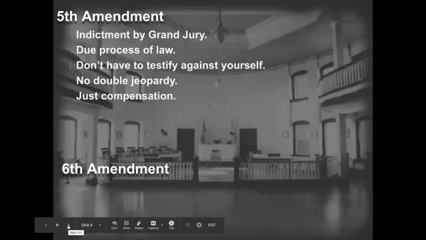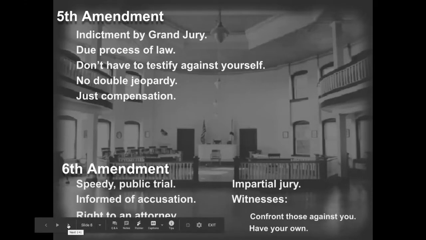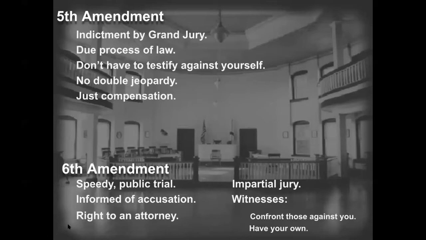The Sixth Amendment specifically has to do with the right to a speedy public trial. If you're accused of a crime, you need to be informed of the accusation against you. And very importantly, you have a right to have an attorney, which is a person who speaks for you and defends you in that criminal case. You have a right to have an impartial jury of your peers if you are on trial for any kind of crime. And you have the right to confront the witnesses against you, as well as having your own witnesses to give your side and your defense in a case.